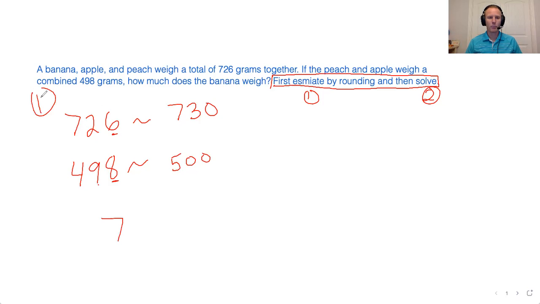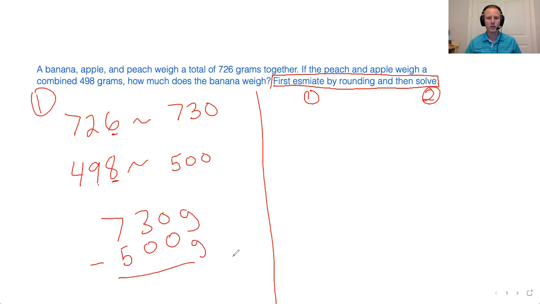I'll put this as part number 1 of the problem over here, by the way. 730 grams altogether. And to find the difference, we subtract. We're going to subtract 500. And by doing this, we'll find out how much the banana must weigh. Yes, we know the weight of the apple and the peach together. So this is the total, and that's the peach and apple.